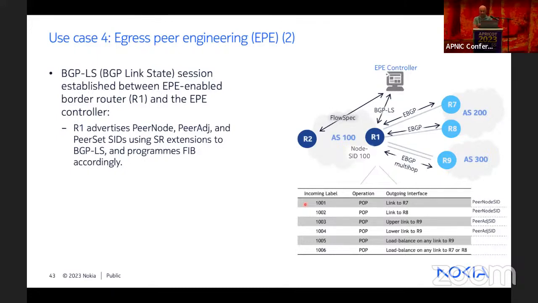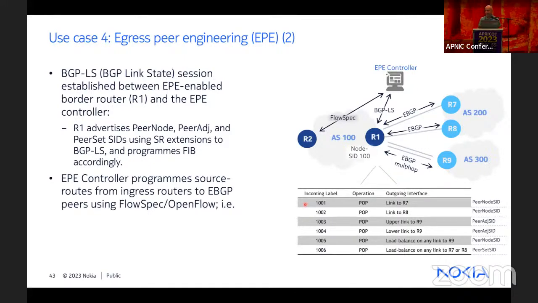Yeah, because now if you send any traffic to 1005, it says load balance on any link to R9. So it's destined for R9. It'll take any of the links, right? It'll hash across these links. So you get some sort of load sharing happening that way. How about 1006? Peer set. Yeah, absolutely. It's peer set. Well, what's it doing? It says right there. Essentially, think of it as a SID that is for traffic that is sent to AS200, right? So it'll balance over R7 or R8. Okay, cool.